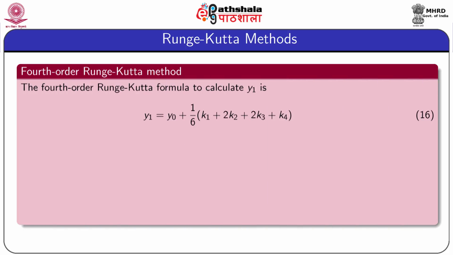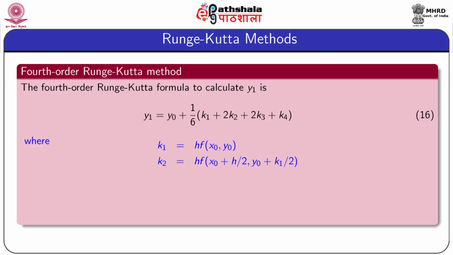Now, we describe another Runge-Kutta method known as the fourth order Runge-Kutta method. The fourth order Runge-Kutta formula is defined as y1 equal to y0 plus 1 by 6 into k1 plus 2 into k2 plus 2 into k3 plus k4. That means the second term is nothing but the average of k1, k2, k3, k4 with weights 1, 2, 2 and 1, where k1 equal to h into f of x0 comma y0, k2 equal to h into f of x0 plus h by 2 comma y0 plus k1 by 2.